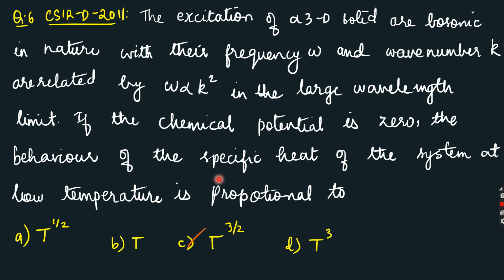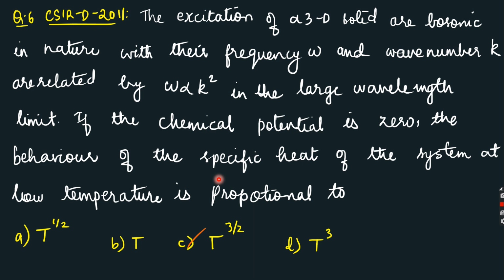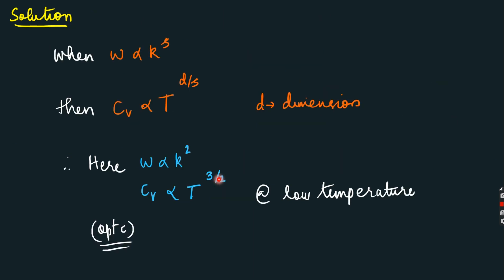So here's a trick for this question. Here we have a relation between omega and k. So omega is proportional to k squared. The trick is, if omega is proportional to k power s, then Cv, that is specific heat at low temperature, will be given as T power d by s. D here is the dimension. In the question you can see that it is a 3-dimension solid. So d will be 3 here and s will be 2 as given in the question. So specific heat will be proportional to T power 3 by 2, which is option C.